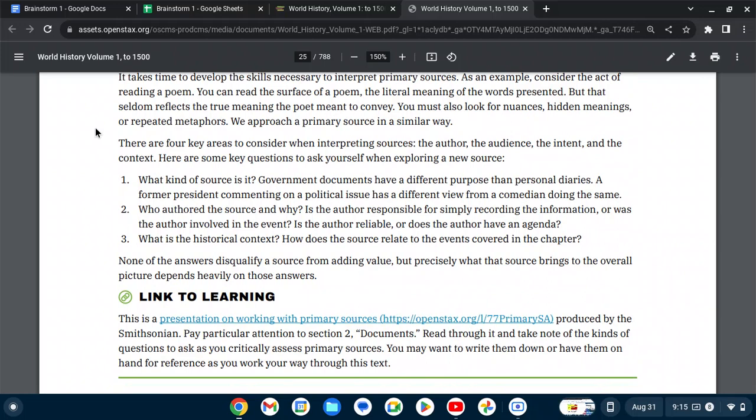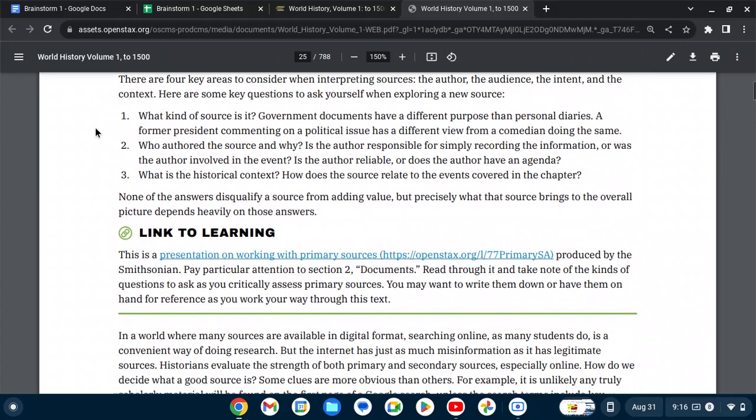As an example, consider the act of reading a poem. You can read the surface of a poem, the literal meaning of the words presented, but that seldom reflects the true meaning the poet meant to convey. You must also look for nuances, hidden meanings, or repeated metaphors. We approach a primary source in a similar way. There are 4 key areas to consider when interpreting sources: the author, the audience, the intent, and the context. Here are some key questions to ask yourself when exploring a new source.